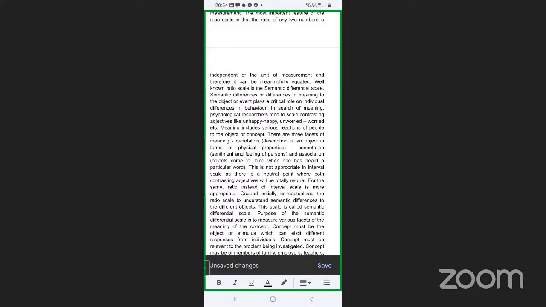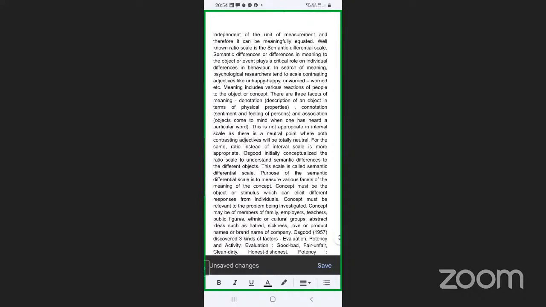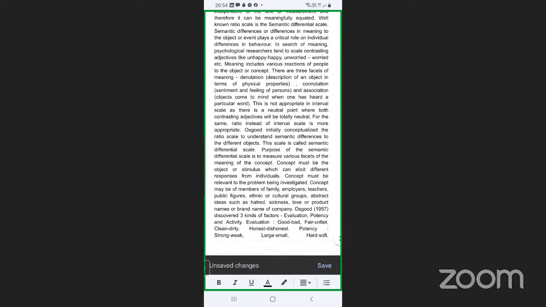For the same, ratio scale instead of interval scale is more appropriate. One could initially conceptualize the ratio scale to understand semantic differences to the different objects. This scale is called the semantic differential scale. The purpose of the semantic differential scale is to measure various facets of the meaning of a concept.